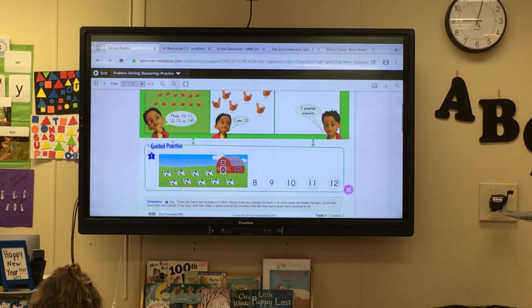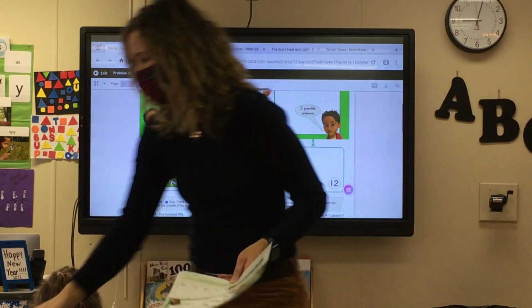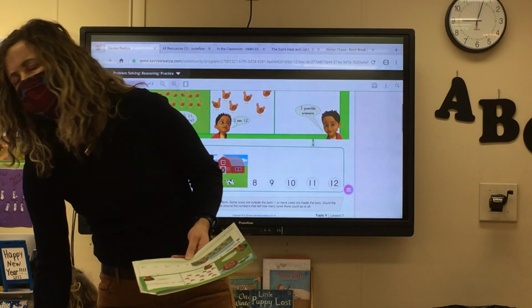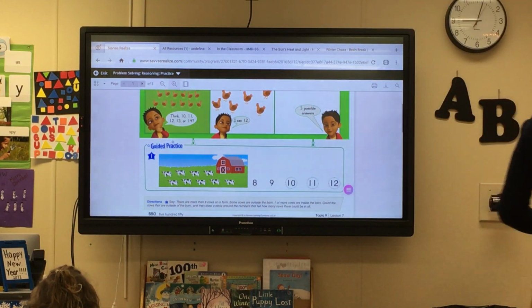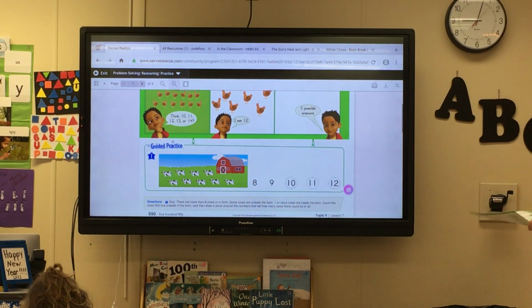All right, so first thing we need to do is count all of those cows. How many cows are outside of the barn? Mark them and count them, please. Mark and count all the cows.